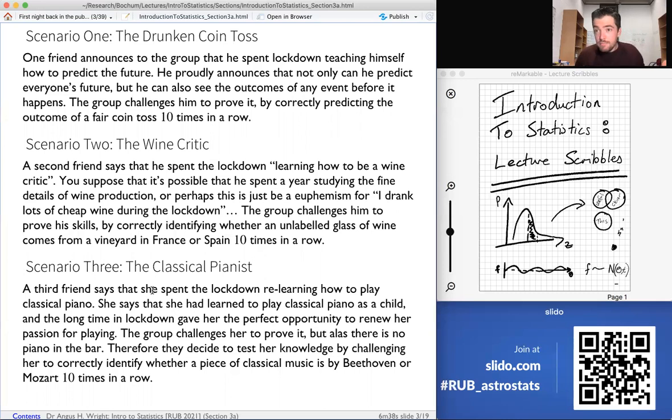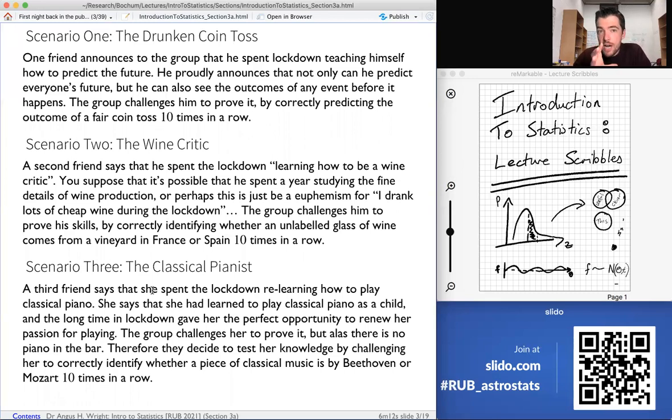The group, again, would like to challenge her to prove that she can actually play classical piano, but unfortunately, since there's no piano in the pub, they have to find another way of testing this particular skill. And so the way in which they decide is that they're going to test her knowledge by challenging her to correctly identify a classical music piece that was composed by either Beethoven or Mozart 10 times in a row.